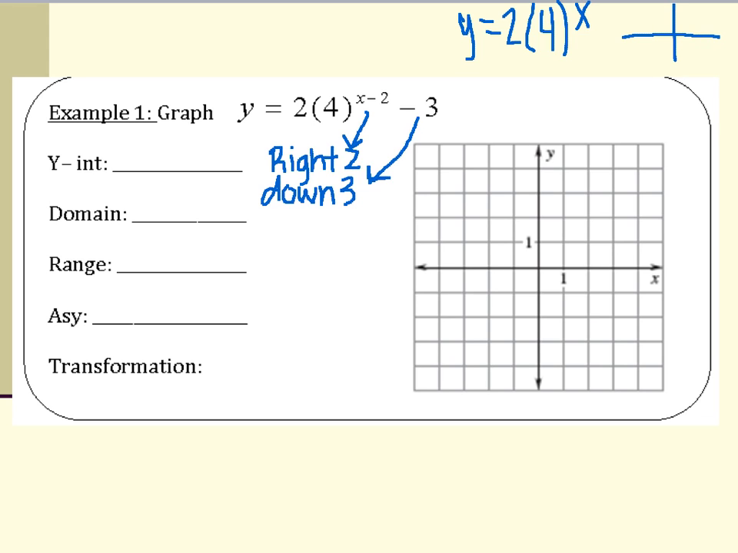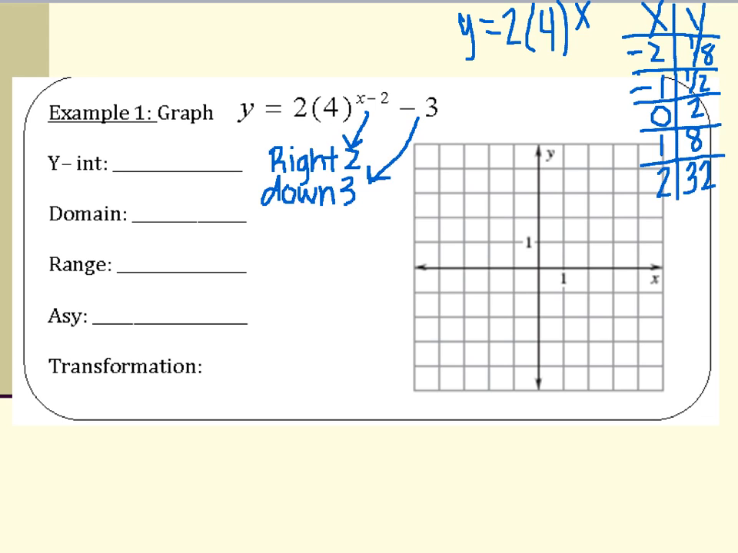So if you make a table, and I'm going to put this right up on the side because I don't want to fill in any of those other things yet. I'm going to use -2, -1, 0, 1, and 2, just like I've been using. And you can put this off to the side a little bit more. If I plug -2 into that equation, I get 1/8. If I plug -1 in, I get 1/2. If you plug 0 in, you get 2. If you plug 1 in, you get 8. If you plug 2 in, you get 32.